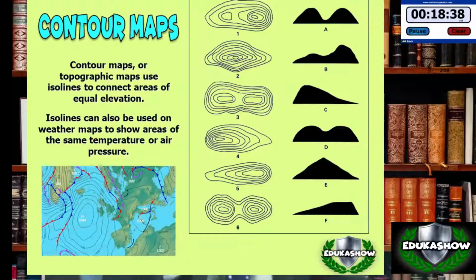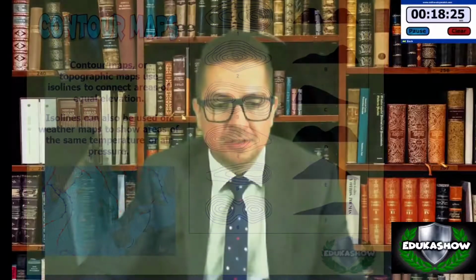Next, slide number 23, we've got our contour maps. And what is a contour map? Well, contour maps, also called topographic maps, use isolines to connect areas of equal elevation.